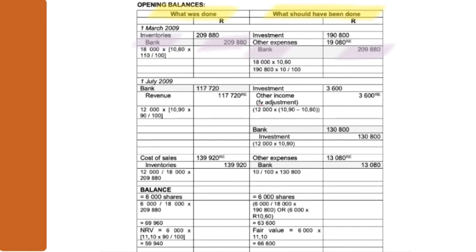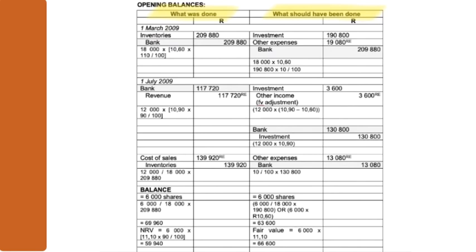What happened here and where there's differences is you recognized it as inventories. You should have recognized the fair value as an investment and the brokerage as an expense, where with inventories they included everything in the cost of inventories.